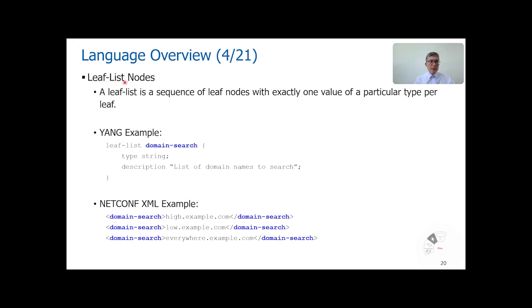A leaf-list is a kind of repetition of leaves. So we can define a leaf-list, domain-search, the type is a string. This is a list of domain names to search. So a leaf is just one instance, but with a leaf-list we can have multiple domains, a list of domains.